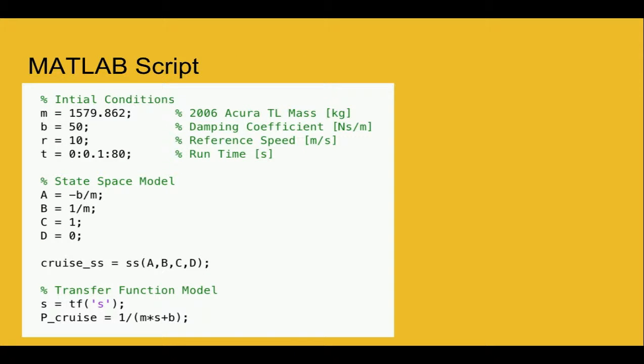Now that we have defined our dynamic system, we will enter in some initial conditions. The mass of the car is 1,579.862 kilograms. We will assume a damping coefficient of 50 newton seconds per meter and a reference speed of 10 meters per second. Cruise SS creates a continuous time state space model of the governing equations. P cruise is a continuous transfer function model.